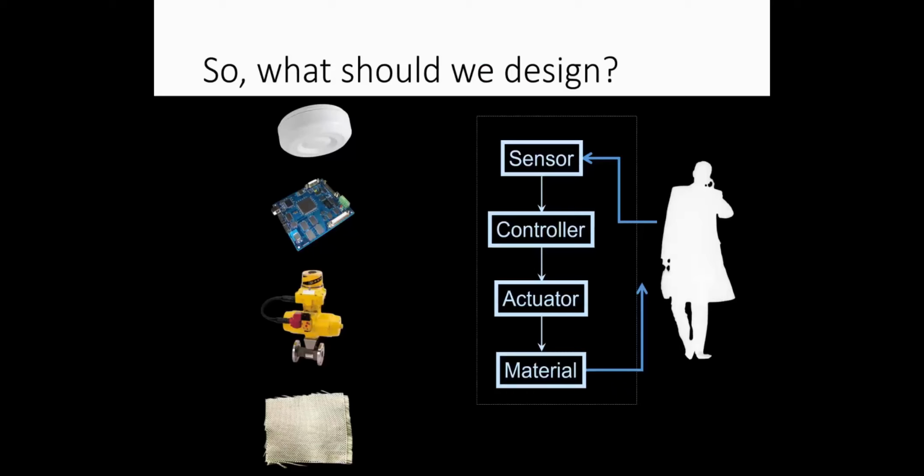So what should we design then? Obviously, any technical system that is interactive consists of 4 parts. There is some sensor array that can look at the environment, what is happening. Then there is a controller that decides on the basis of this input what is happening and what should be done. The controller sets some actuator in action that can actually make a change in the physical world. And the actuator reacts on a material system that does something.